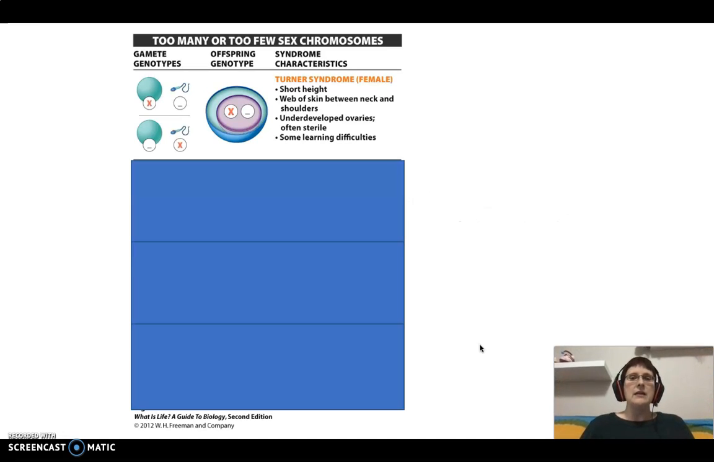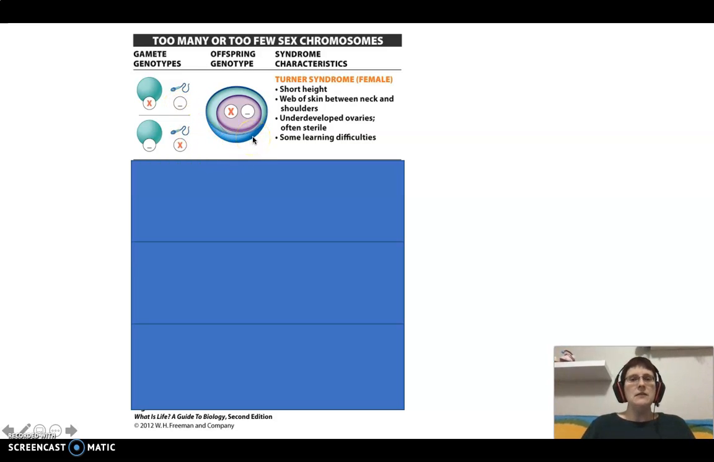So let's take a look at the condition where you have too few. This only happens with the X chromosome. So you cannot be born with just a Y. Turns out that there are a lot of important genes on the X chromosome that are required for life. So you can be born with just an X chromosome, so a single sex chromosome. It can either come from the mom or the dad, the male or the female. As you can see here, it can come in the sperm, it can come in the egg, and then be missing the sex chromosome in the other parent.